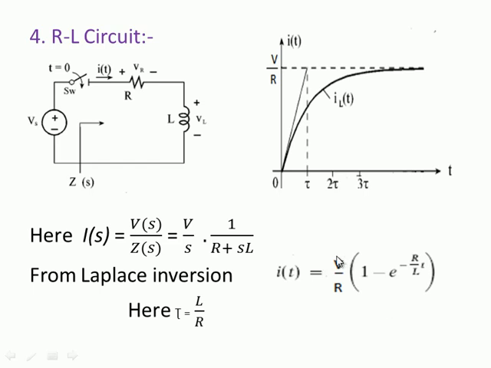Im is from this V by R. You can write it as I maximum, or you can just write it as V by R into 0.632, and in percentage it is 63.2. It means at time t equal to L by R, the current in the circuit is 63.2% of the maximum value reached in this circuit, which is usually called the time constant. Now, this is a point you can note down as well. I want to mention it here.